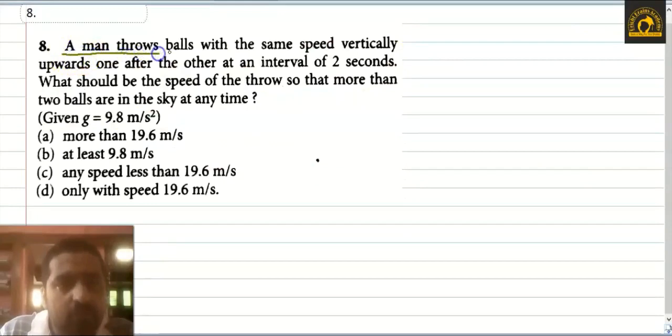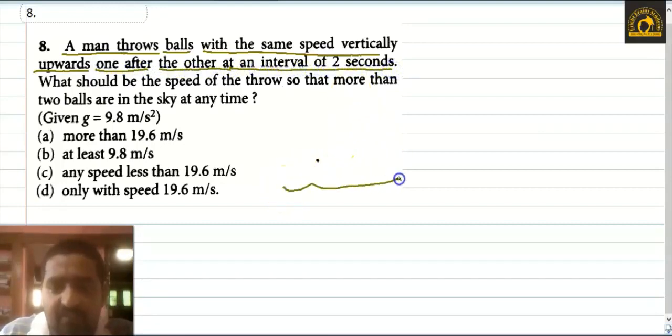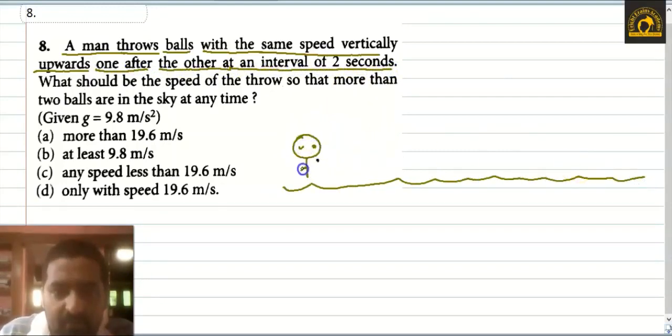A man throws balls with the same speed vertically upward one after the other at an interval of 2 seconds. So let's see, this is the ground, he is the man, he is standing here. A man throws a ball, throws the balls with the same speed vertically, one after the other.